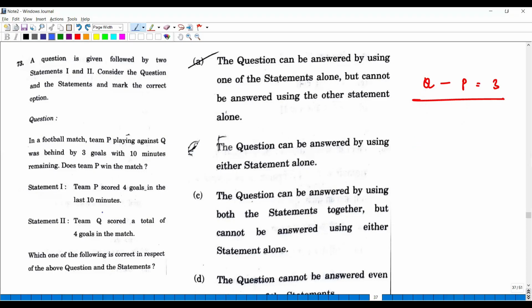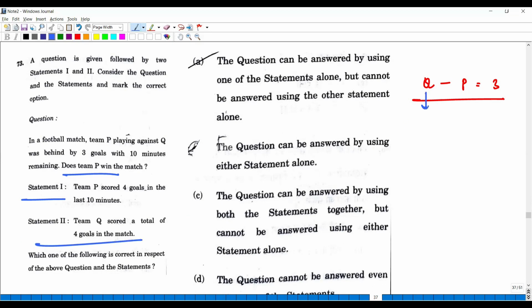So in the last 10 minutes, anything can happen. Look at statement 1. Team P scored 4 goals in the last 10 minutes. Okay. It doesn't mean Q scored nothing. Q must have scored some goals in the last 10 minutes. So statement 2: Q scored a total of 4 goals in the match. Okay. So overall 4 goals in the match.